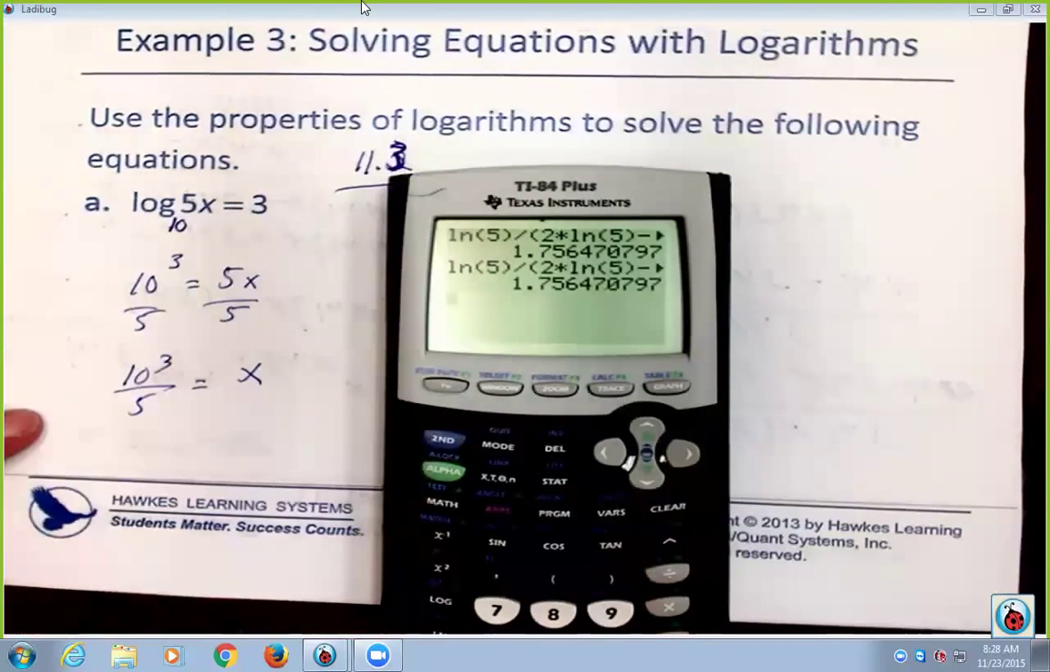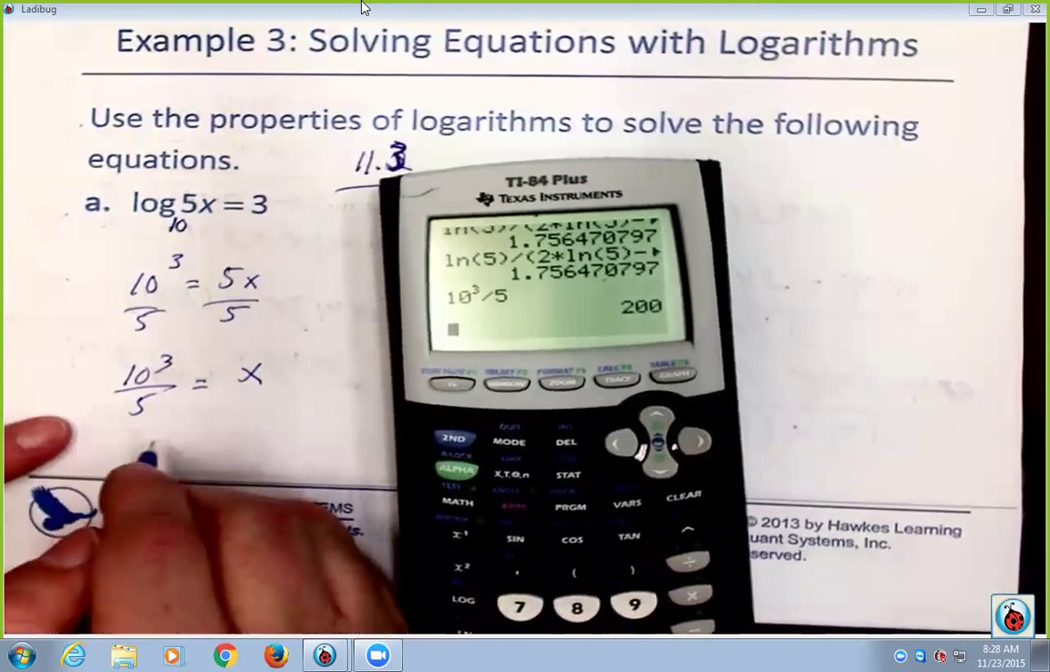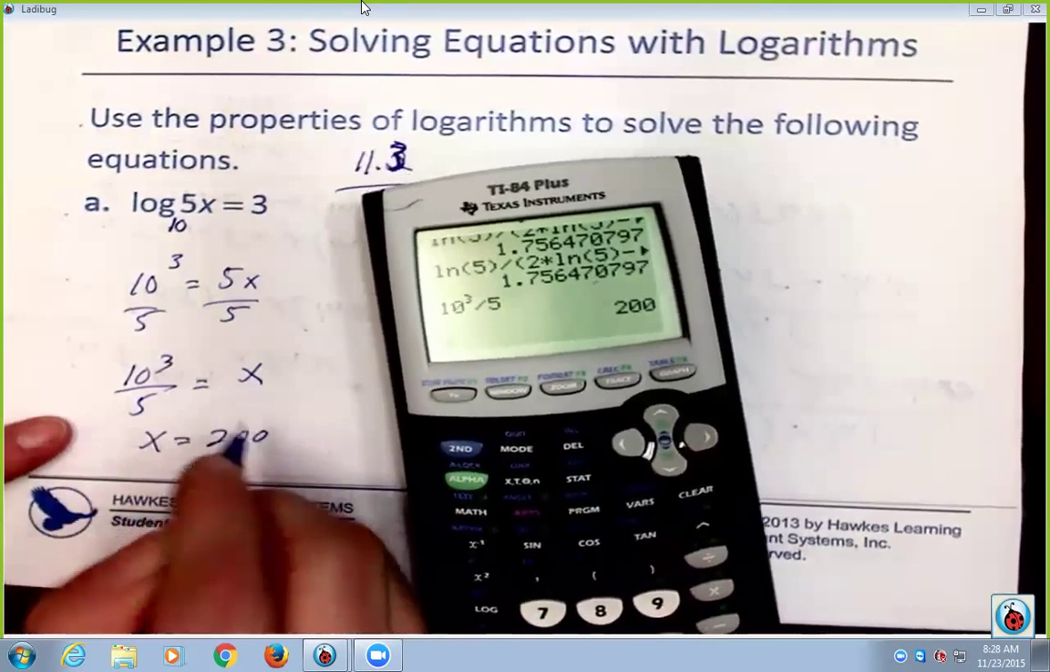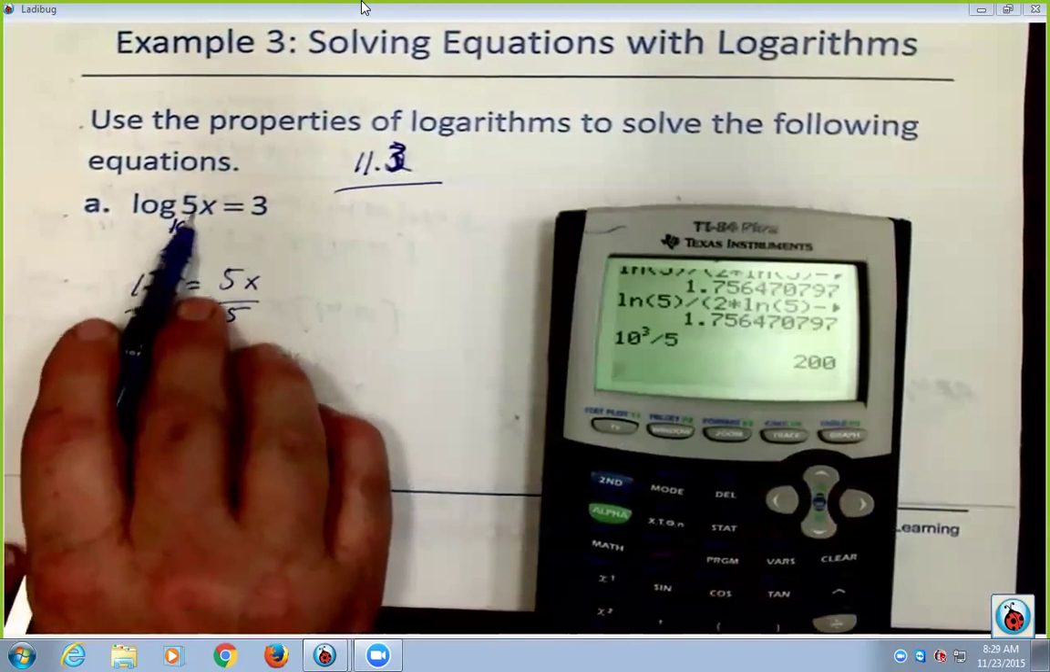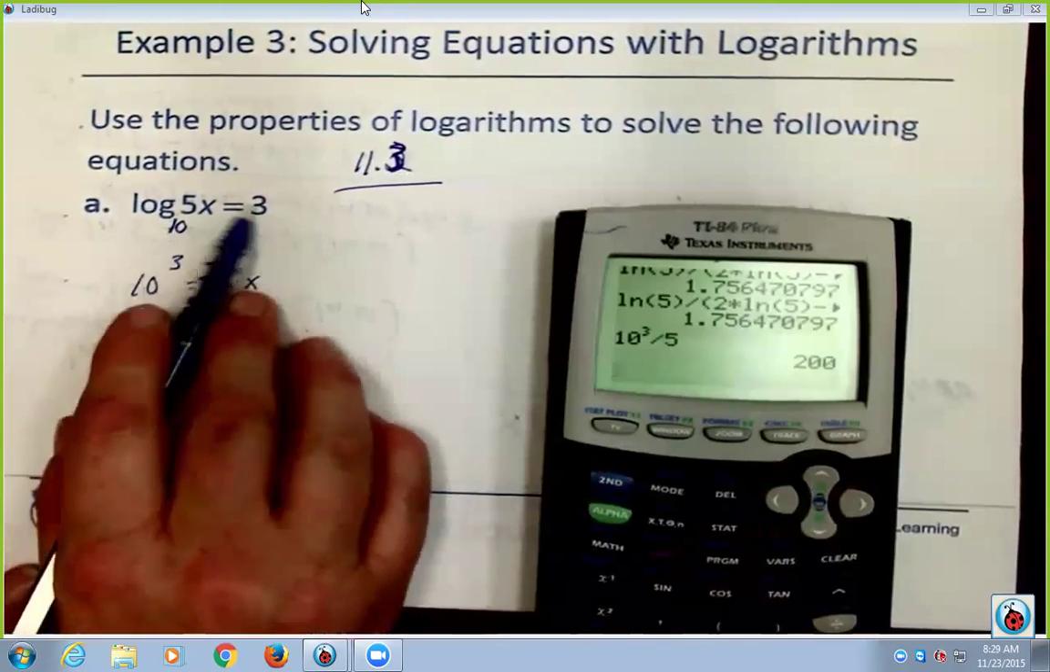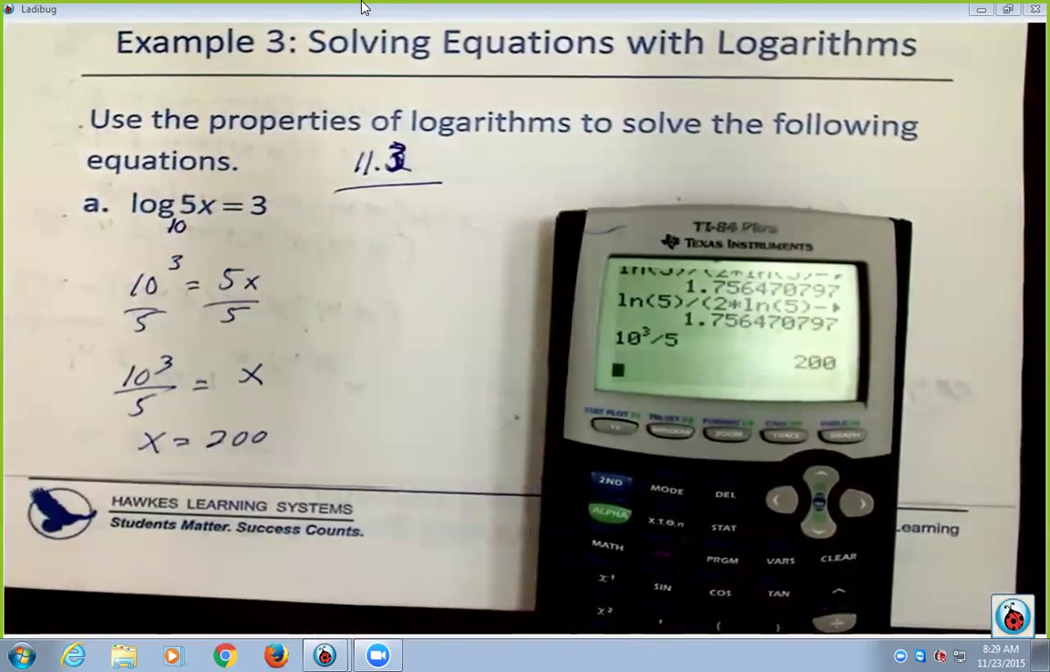So once again on my calculator, 10 caret 3 divided by 5, and I get an answer of x equals 200. So 200 would be what I have with that one. So if you don't have a number on the base of the log, it's 10. 10 to the third is equal to 5x. Then you just divide by 5 and you come up with what your x value would be.